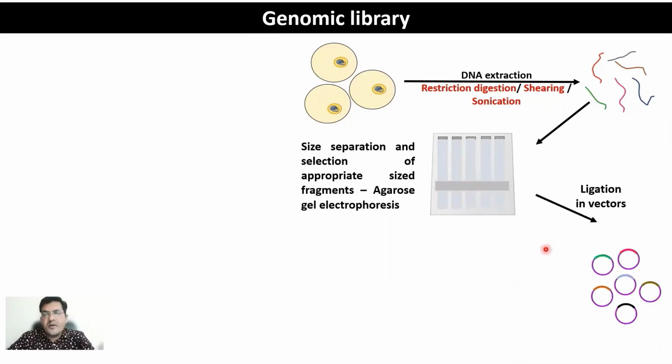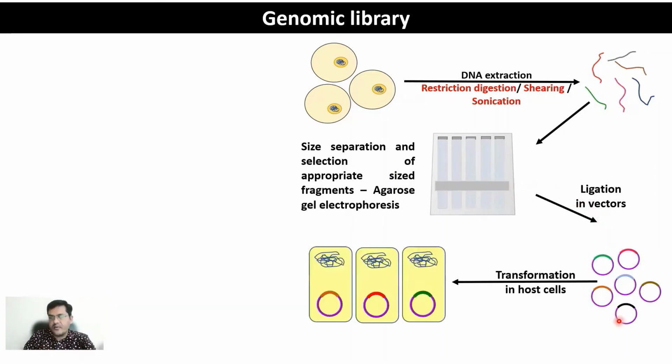Next, you have to ligate these fragments into vectors. You do your ligation reaction, and once the ligation is done, you do your transformation reaction. Finally, you get a collection of host cells that contain individual fragments coming from your original genomic DNA. Like a conventional library, this is now a sizable collection of DNA fragments from an original genomic DNA, and the library can be searched, and the required fragment can be retrieved from the library for downstream use.